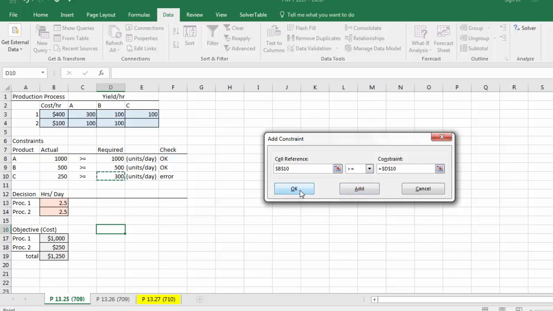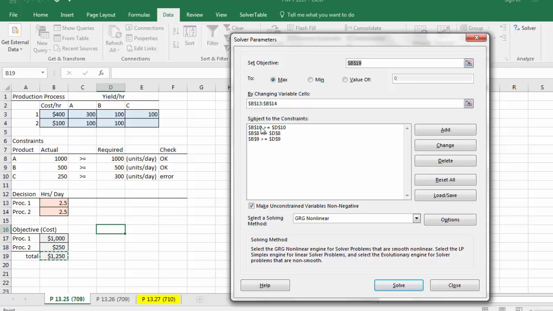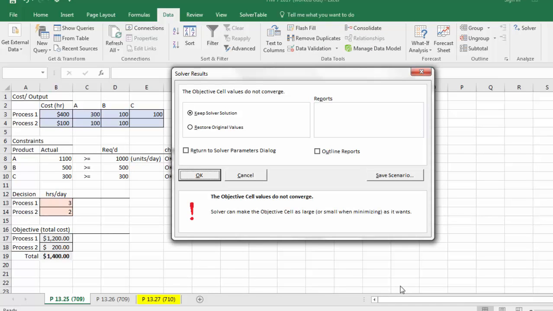And that we should be done. B8, 9, 10. Okay, we make them non-negative. We're going to use simplex LP. Now, we're supposed to be minimizing. Let me just show you what happens quickly when we maximize. I can't find a maximum of the cost. Well, run the things full tilt.